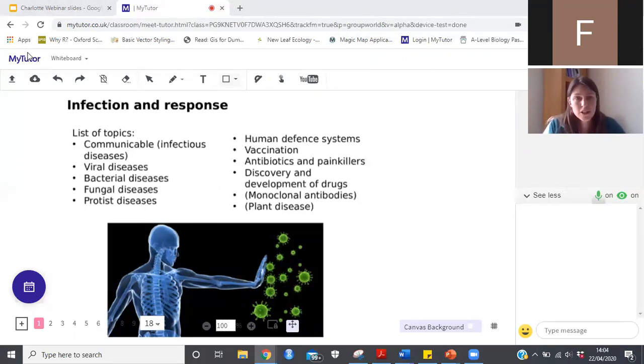So this session is about working through a summary of infection and response, which is what we've been looking at up until now. We've been talking a lot about different types of diseases, and also how we can treat and prevent diseases as well. So very topical at the moment while we're all at home.